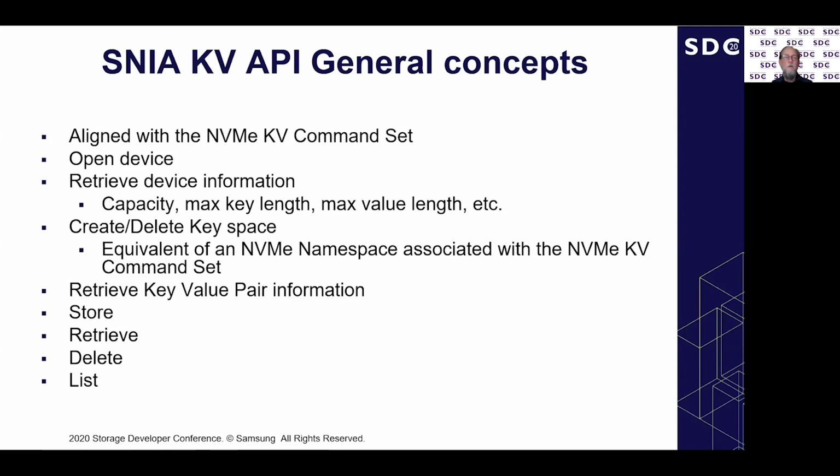A key space is equivalent to an NVMe namespace that is associated with the NVMe Key Value Command Set. The API allows you to retrieve key value pair information. It allows you to store a key value pair. It allows you to retrieve a key value pair, and each of these have the same options that are available in the NVMe command set. It allows you to delete a key value pair and to list your key value pairs. So those pieces of information are the same.